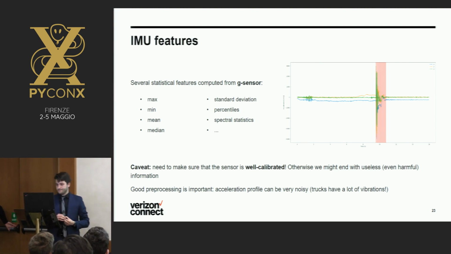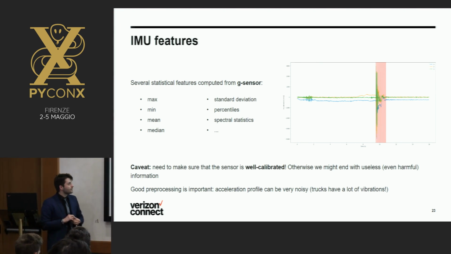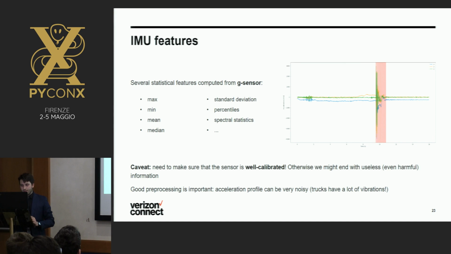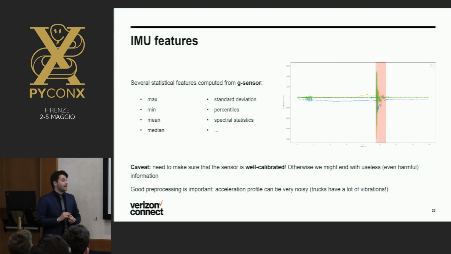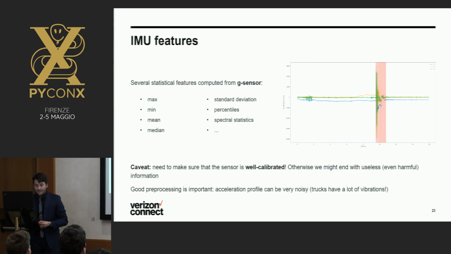On the matter of telemetry, we have an important thing to note. We have to make sure that the sensor is well calibrated, because if the calibration is not well performed, we're going to have more noise than actual information, which sometimes might turn out to be even harmful when going on with the classifier.